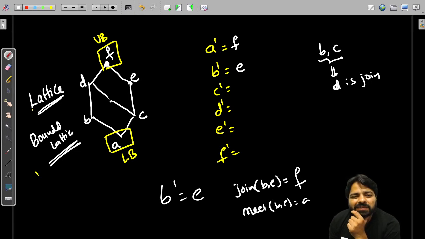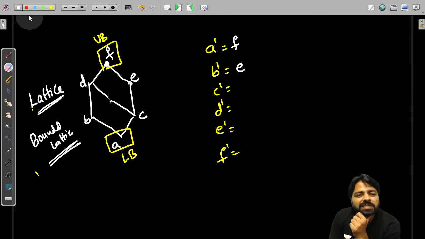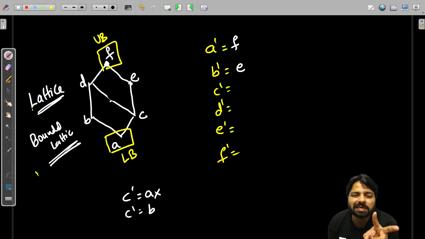C complement. There is no complement for C. Why? C complement, try A. Fails. C complement B, try CB. Meet is right, but join is D, wrong. And C complement, try D, CD.